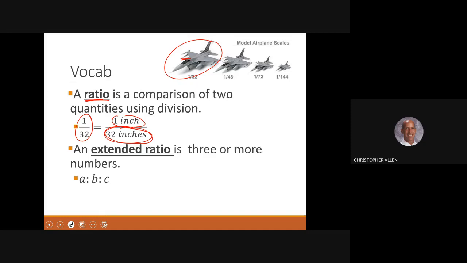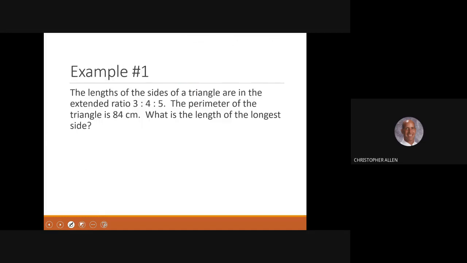Now a ratio compares two quantities. An extended ratio is 3 or more numbers. We'll talk about those in an example later on. And by the way, an extended ratio could be 4 numbers or 5 numbers.